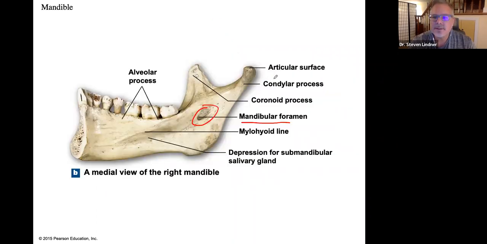Here's the condylar process. There's your mandibular notch. There's your coronoid process. And there's the head of the mandible that's going to articulate with the mandibular fossa to make up the temporomandibular joint.